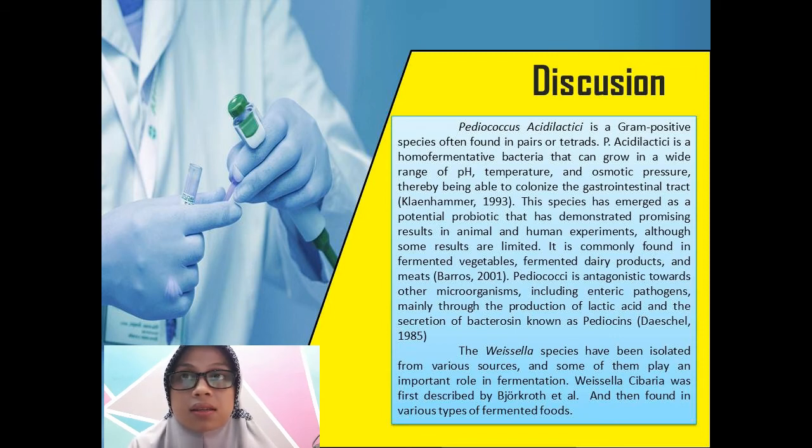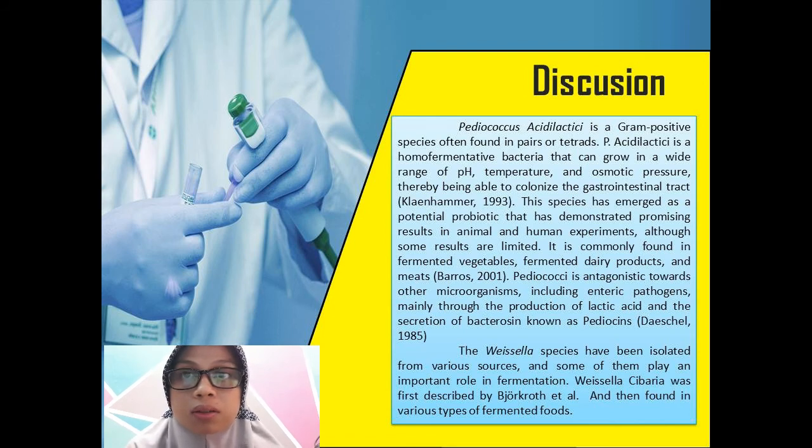Discussion. Pediococcus acidilactici is a gram-positive species often found in pairs or tetrads. Pediococcus acidilactici is a homofermentative bacterium that can grow in a wide range of pH, temperature, and osmotic pressure, thereby being able to colonize the gastrointestinal tract. This species has emerged as a potential probiotic that has demonstrated promising results in animal and human experiments, although some results are limited. It is commonly found in fermented vegetables, fermented dairy products, and meats.